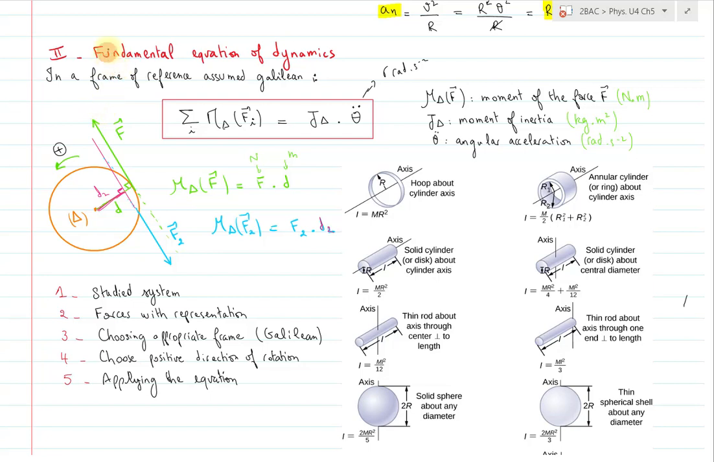غنطبقوا فيه هاد fundamental equation of dynamics. هادي شفناها الحصه اللي فاتت. دونك هي هادي: مجموع العزوم, the sum of the moments of the forces applied to the object is equal to its moment of inertia J delta times theta double dot, the angular acceleration of the object.